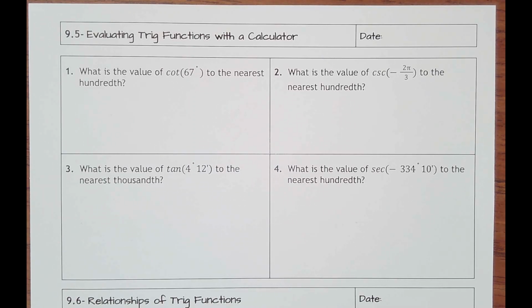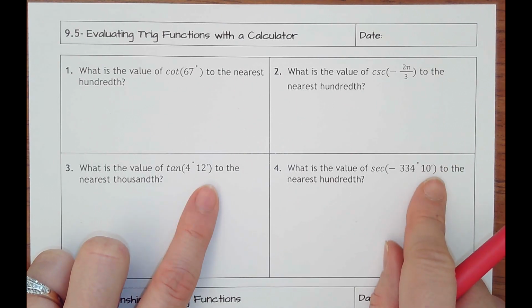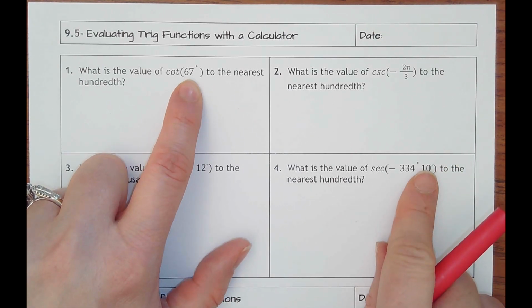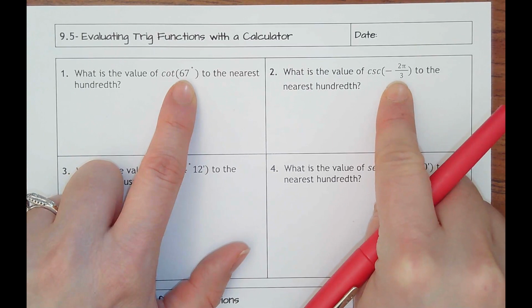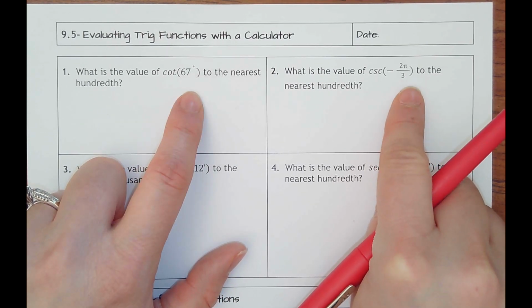Lesson 9.5, evaluating trig functions with a calculator. We've already done some of this, but this goes a little beyond. What's new are these called minutes; we'll get to that. Then you see number 1 has degrees, where number 2 has a pi, which is in radians. So it's knowing you have to switch back and forth in your calculator.